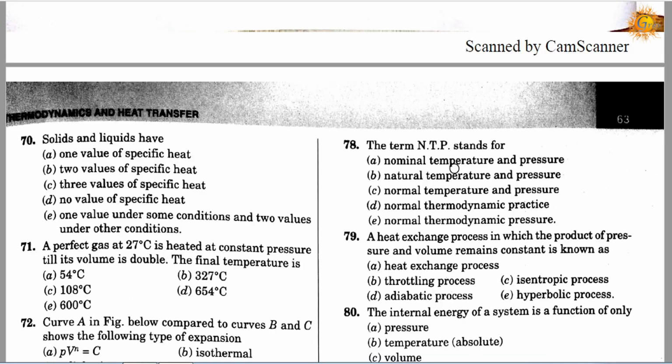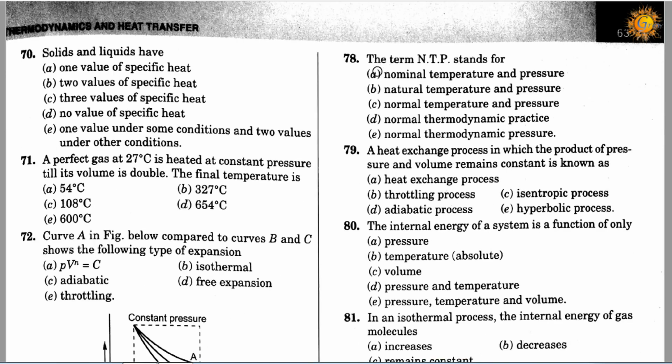Question number 78. The term NTP stands for option A nominal temperature and pressure, option B natural temperature and pressure, option C normal temperature and pressure, option D normal thermodynamic practices, option E normal thermodynamic pressure. So the correct answer is C, normal temperature and pressure is NTP.